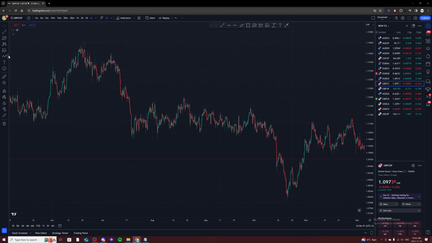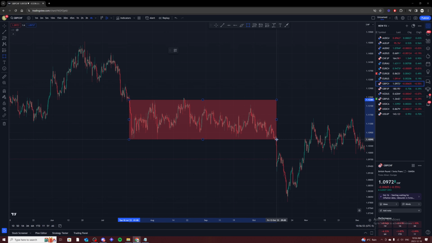We see very clearly right over here, guys, that if we were to take the rectangle tool, we see the price was staying inside of a box for a very long time. This indicates a ranging market, guys, before it was eventually broken to the downside. So this is what a sideways market looks like.